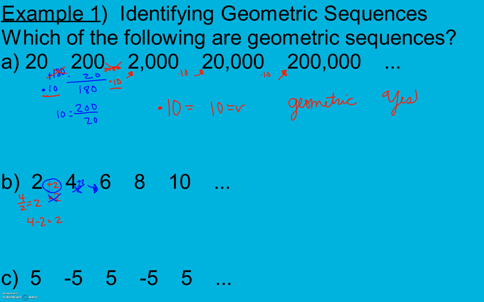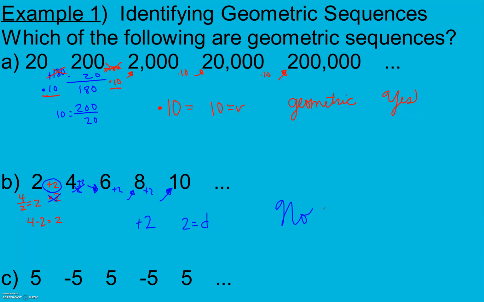So I think this is going to be my pattern, but let's just keep double checking. Add 2 gets me to 8. Add 2 gets me to 10. So yeah, my pattern here is I'm going to add 2 every time, which means that 2 is my common difference. So is this geometric?